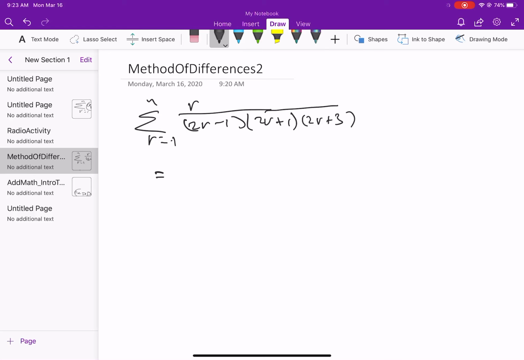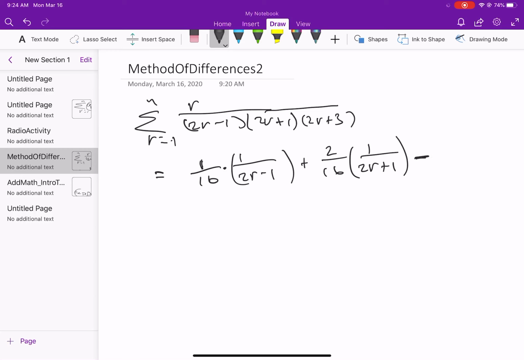When you get your partial fractions, I think from memory, it's 1/16 times whatever the first partial fraction is, 1 upon 2r minus 1, and then plus 2/16 into 1 upon 2r plus 1, and then minus, here's the famous minus, 3/16 into 1 upon 2r plus 3.